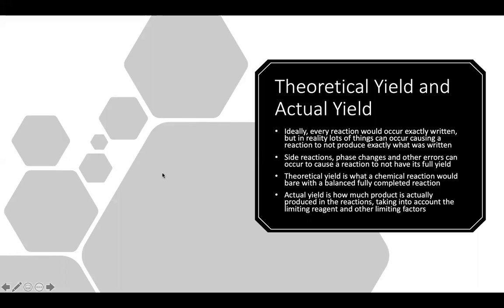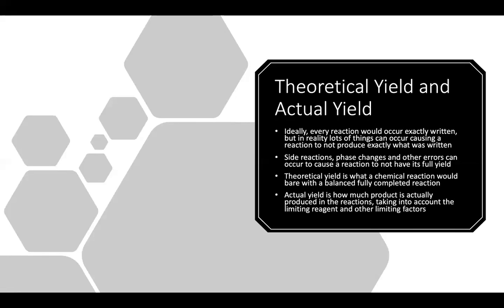Now diving into the topic of focus, we're going to talk about theoretical and actual yield. The yield of something means how much product you can create from your reactants, and ideally we would like to have 100%, but in the real world, reactions are not perfect. As written on the slide, many errors throughout a lab can occur to cause a yield to not be 100%.